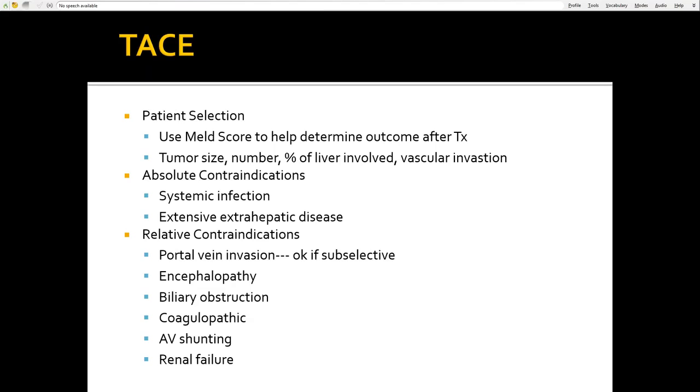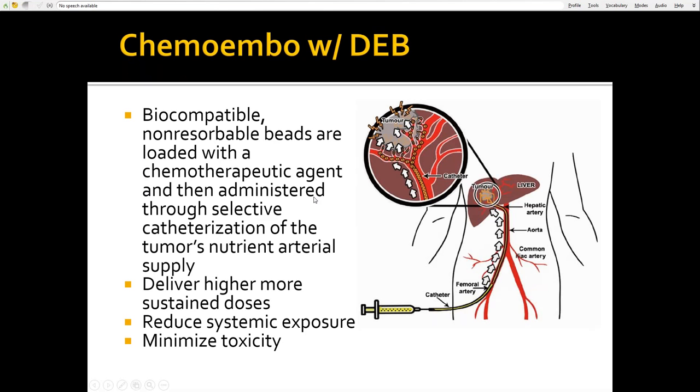Encephalopathy, biliary obstruction, so you have to get certain preoperative lab values to make sure that the patient isn't overly jaundiced or coagulopathic. You got to look for AV shunting to make sure that when you treat the particular patient that it's not going to go straight into the venous supply and become more of a systemic therapy. So all those things are important.